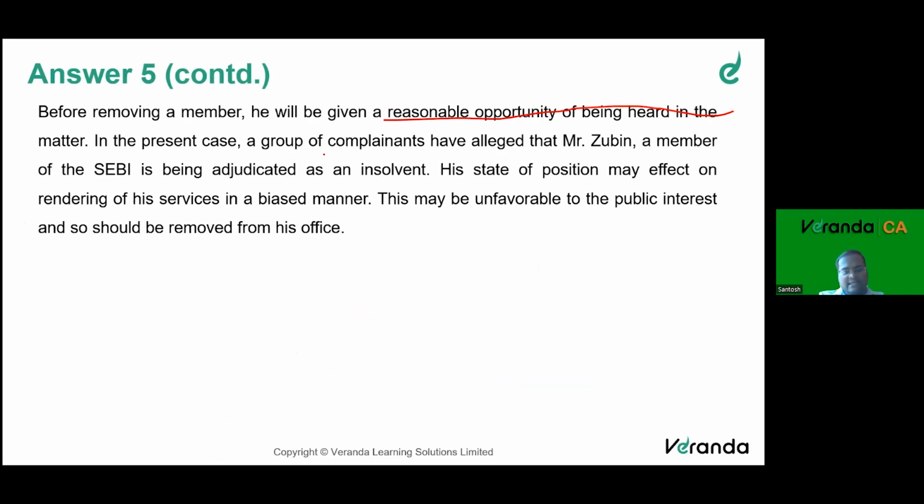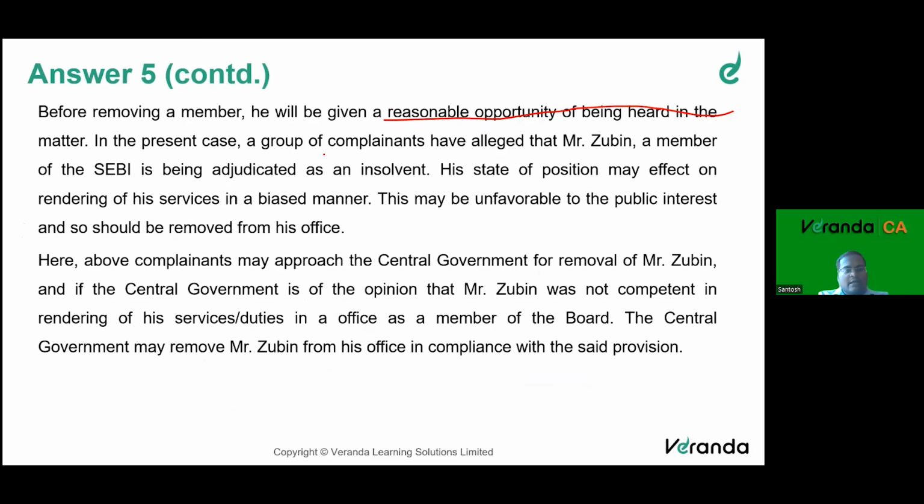In the present case, it is alleged that a member has been adjudicated as an insolvent. His state of position may be affected, rendering his services biased. This may be unfavorable to public interest and so he should be removed from the public office. So here the complainants have approached the central government for removing Mr. Zubin, and if the central government is of the opinion that he is not competent of rendering his services, the central government may remove Zubin from his office in compliance with the said provision. So here the central government may remove Zubin.